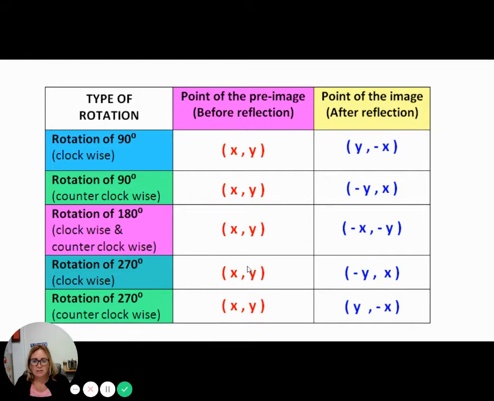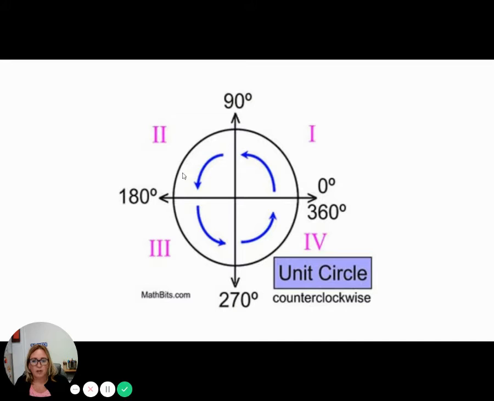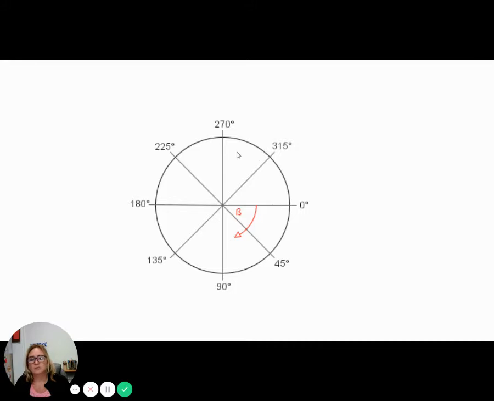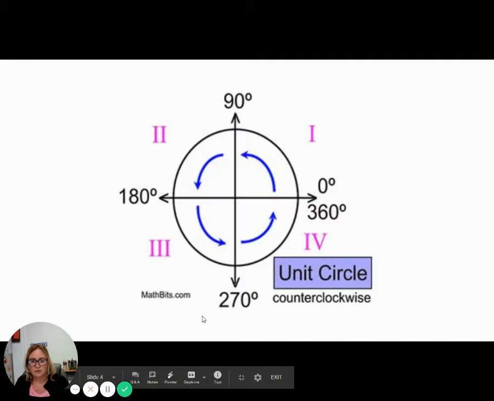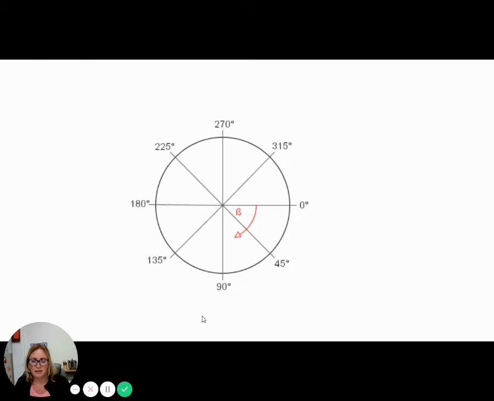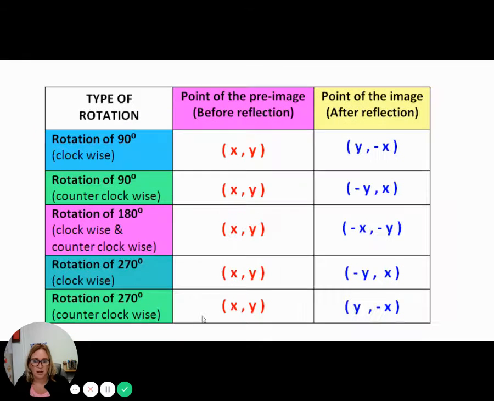Okay, you will notice that there is clockwise and counterclockwise listed in here. So if you're unsure which is which, counterclockwise goes opposite of a clock. Notice the arrows. Clockwise goes the same as a clock. Okay, so counterclockwise goes opposite, clockwise is the same as a clock would go. So again, make sure you have these written down and you notice the difference between them.